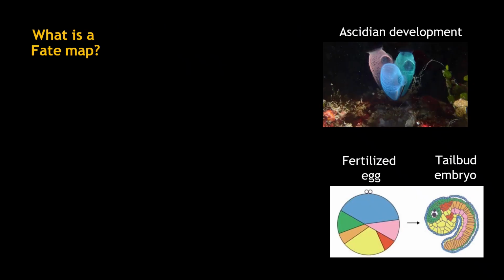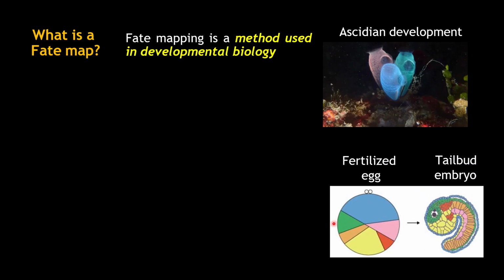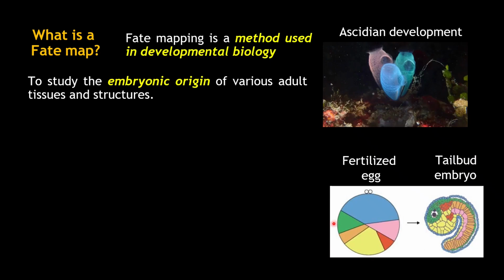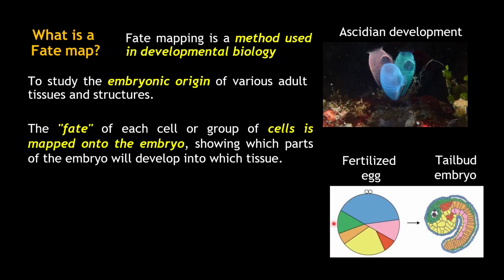So what is a fate map? Here you can see the beautiful ascidians, and we can do the same thing with the embryo of the ascidians and say, this is the initial stage, and look, all of these cells, the green cells, are going to be located here. They start here, and you can track that. So what is a fate map? A fate map is a method used in developmental biology, and why do we do it? To study the embryonic origin of various adult tissues and structures. The fate of each cell or group of cells is mapped onto the embryo, showing which part of the embryo will develop into which tissues.